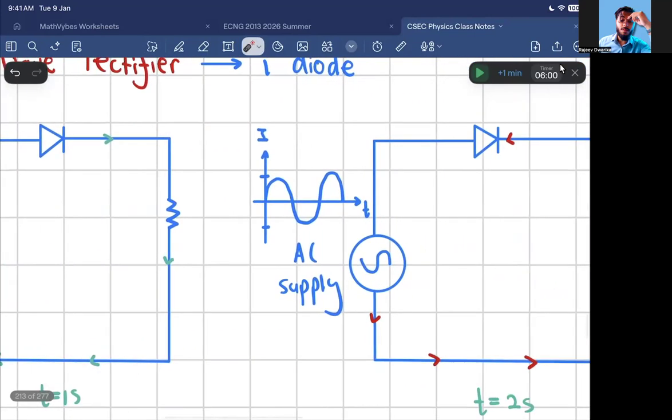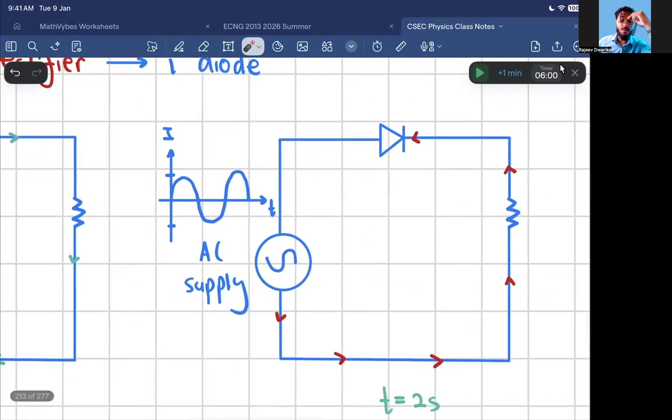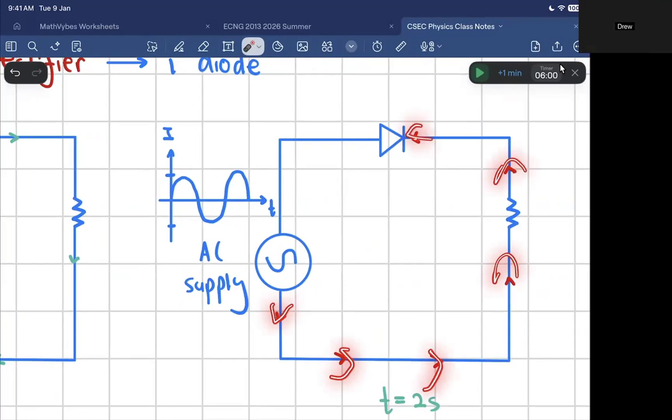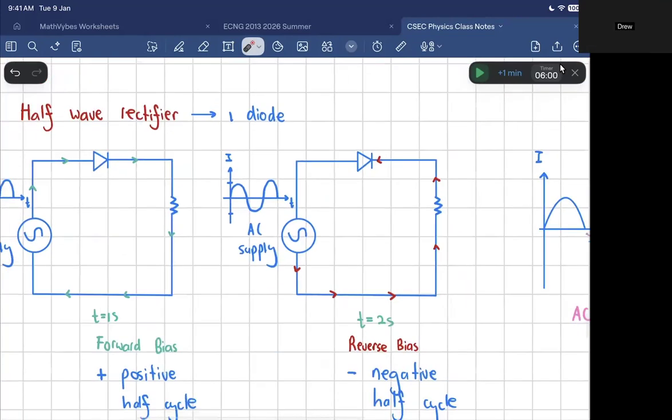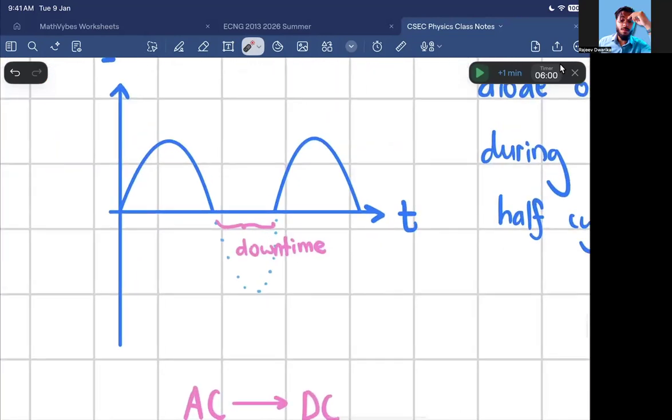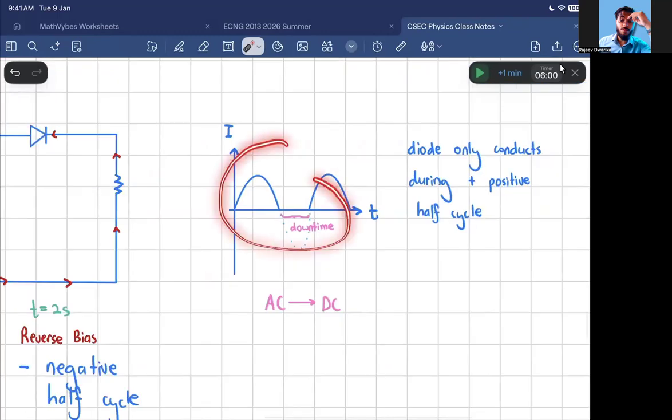But it's an AC power source, so next minute the current might switch direction. Will it conduct in this direction? No, sir. That's reverse bias. So the graph will look like this. It will conduct during half of the cycle. During the negative cycle, it's not going to conduct, that's the downtime. And then it's going to conduct when the direction of current switches again. So it will conduct no current during the downtime.